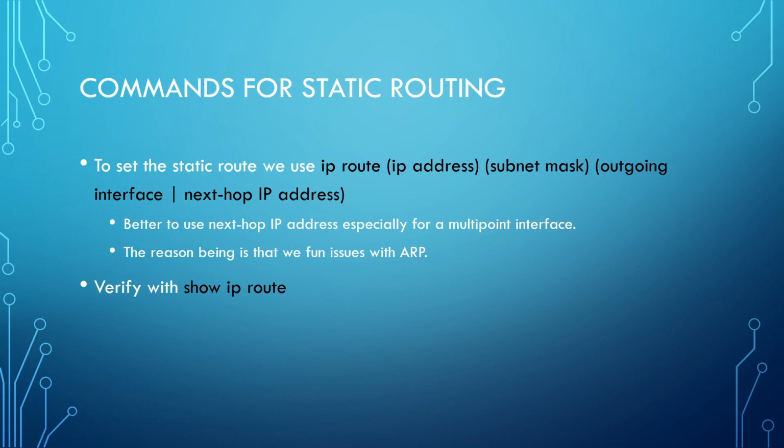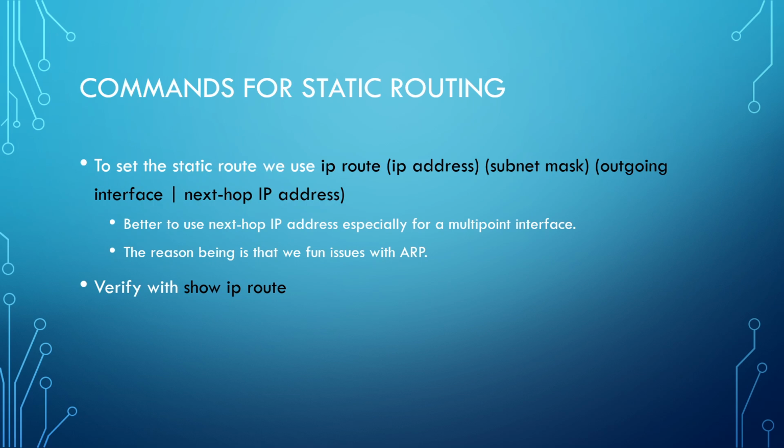Now, to actually configure the static IP routes on our Cisco device, we use the global configuration mode command IP route, IP address, subnet mask, and then we either specify the outgoing interface or the next hop IP address. Now, when we use this command, if we're going to configure a static route which forces traffic out of a point-to-point link, so a point-to-point link is where we have one router which connects to another router, then we can specify either the outgoing interface or the next hop IP address.